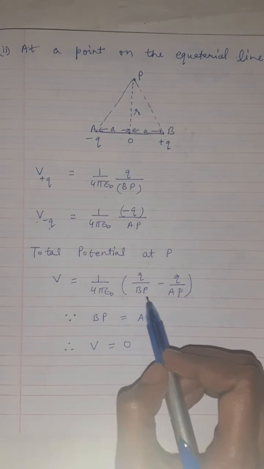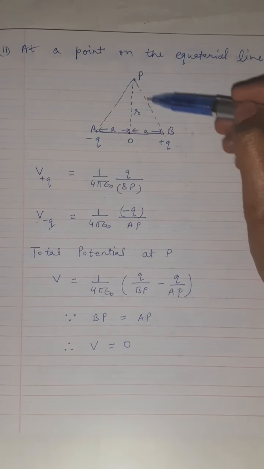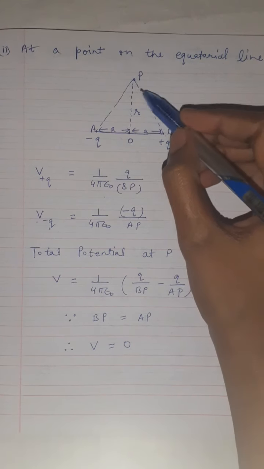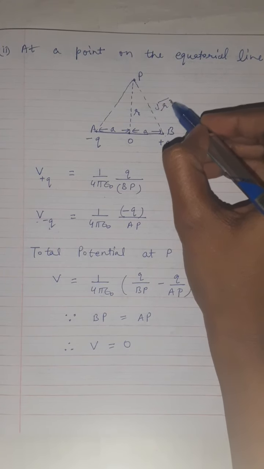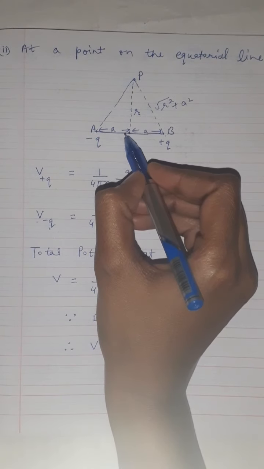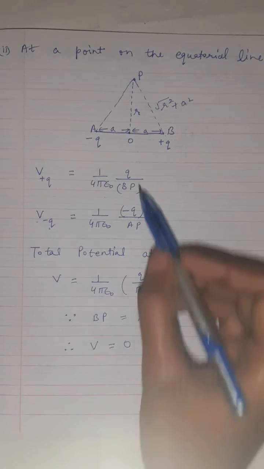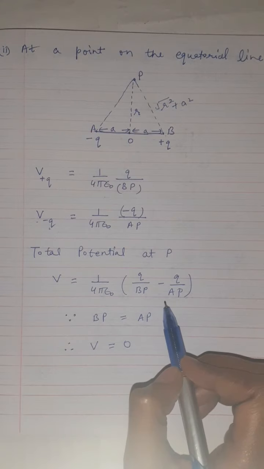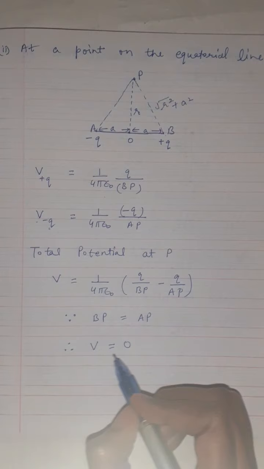But these two distances, that is BP and AP, are equal, because if we calculate this distance from this right angle triangle, with the help of the Pythagoras theorem, it will become under root of r square plus a square. Similarly, this much distance will also become r square plus a square within the under root. So these two distances are equal. So in this equation they will cancel out and the total potential at this equatorial point will become 0.